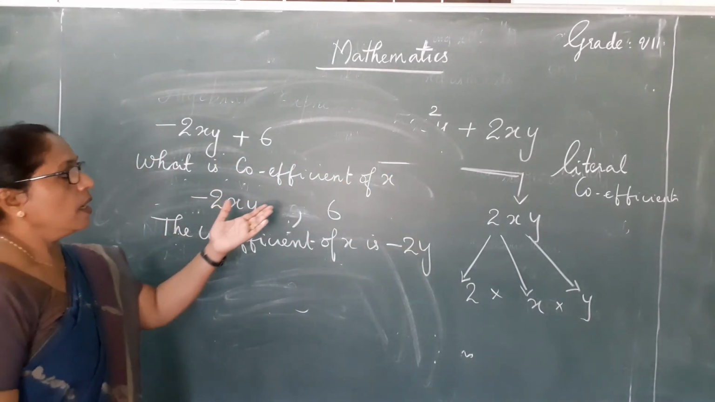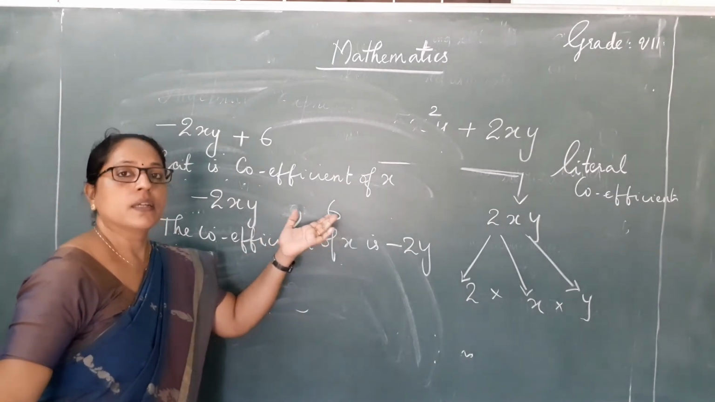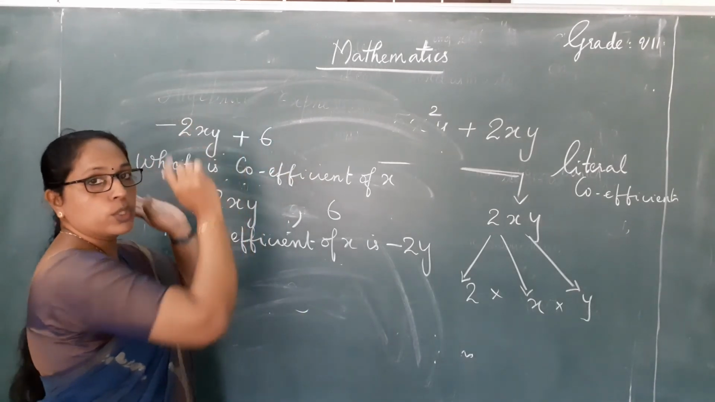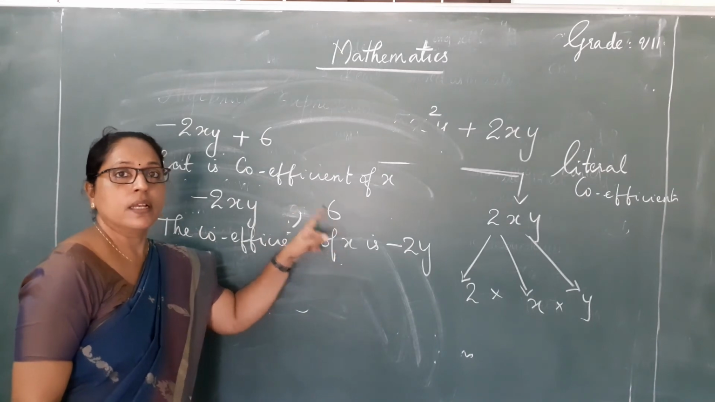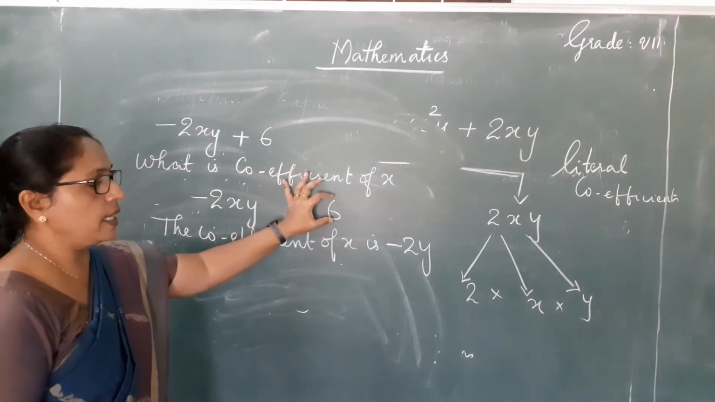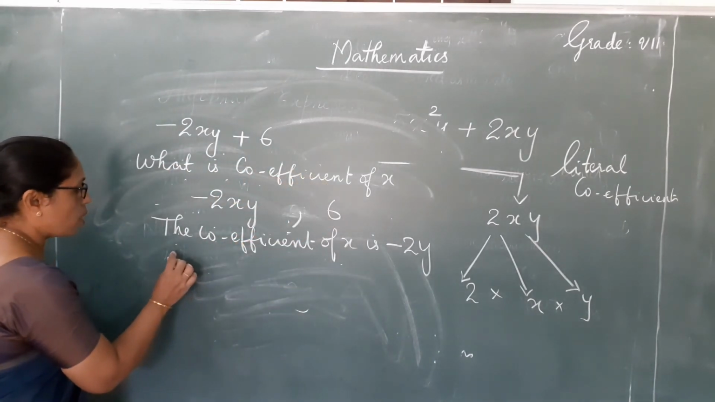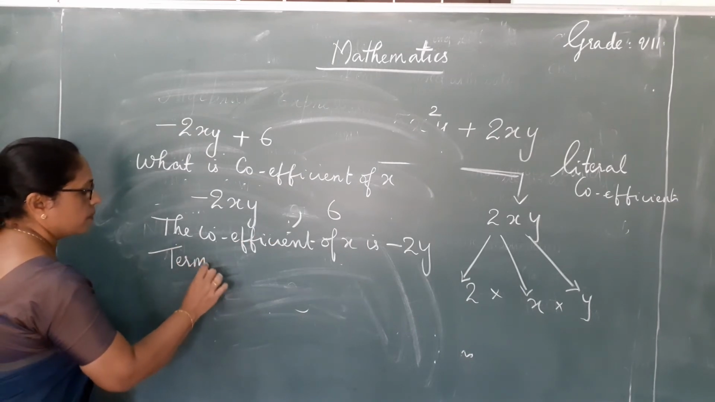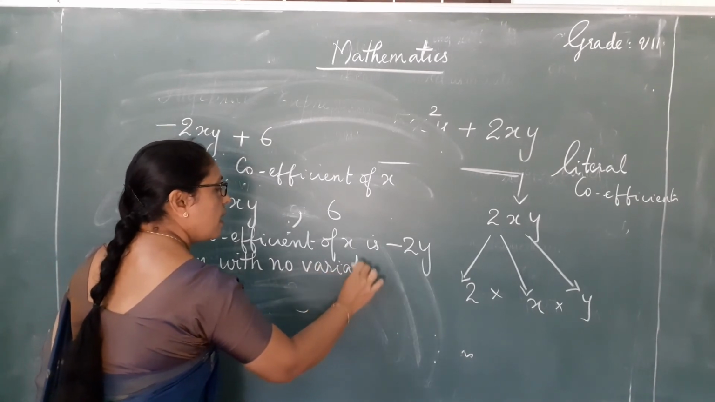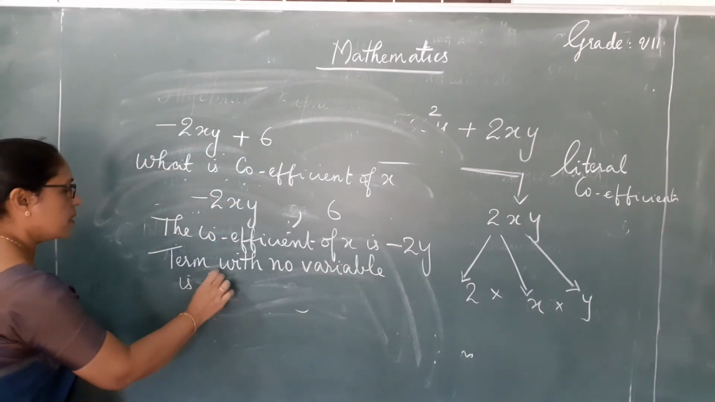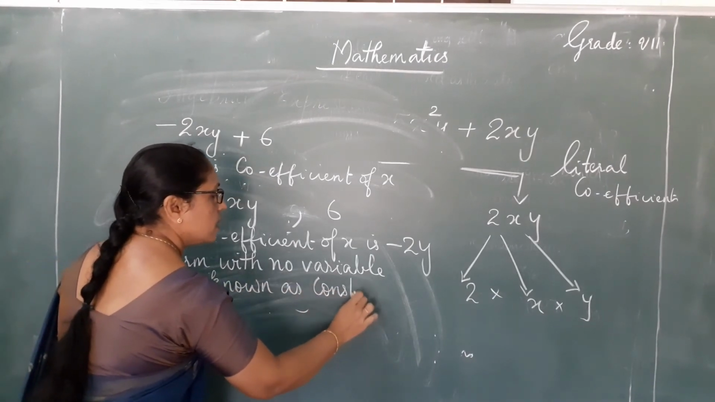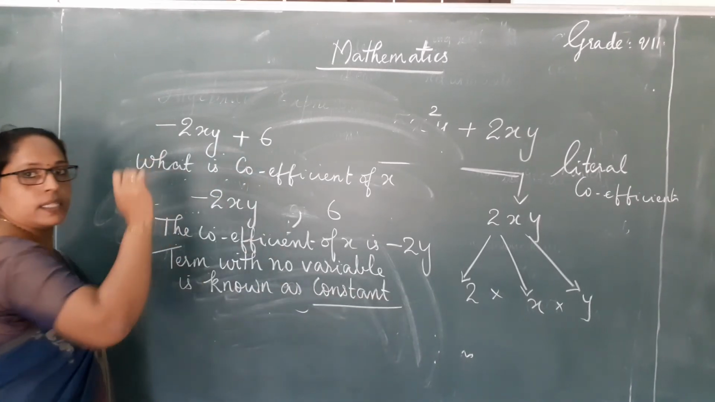Another question is here. What do you call this 6? 6 does not have any variable. No letter is connected to 6. The term which does not contain any variable, meaning no letters, is known as a constant term.